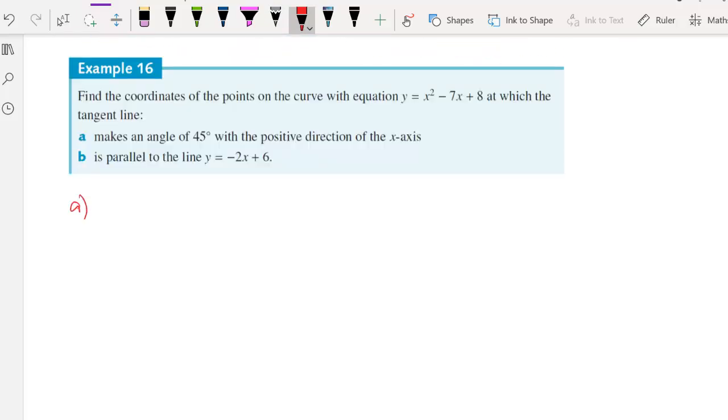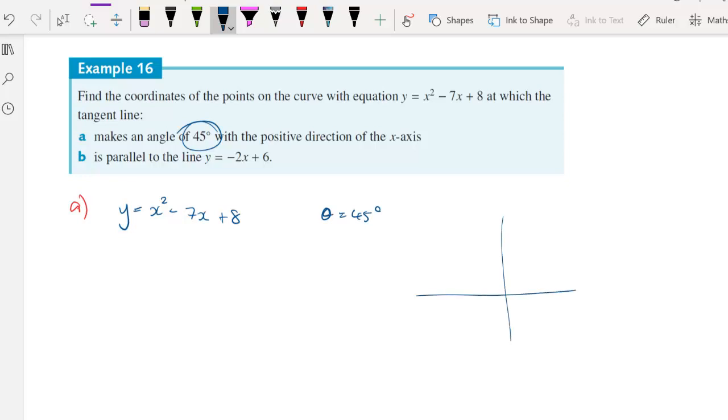Okay, so the first one says find the coordinates of the points on the curve with the equation y is equal to x squared take 7x plus 8, at which the tangent line makes an angle of 45 degrees with the positive direction of the x-axis. Alright, so we'll start with this. The angle is 45 degrees from that tangent line. If we drew this out, it would look something like this, obviously passing through 8.